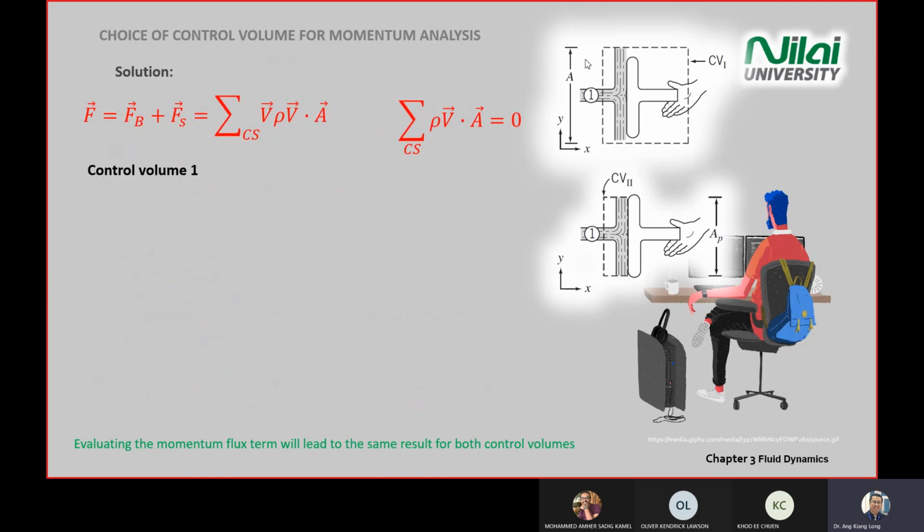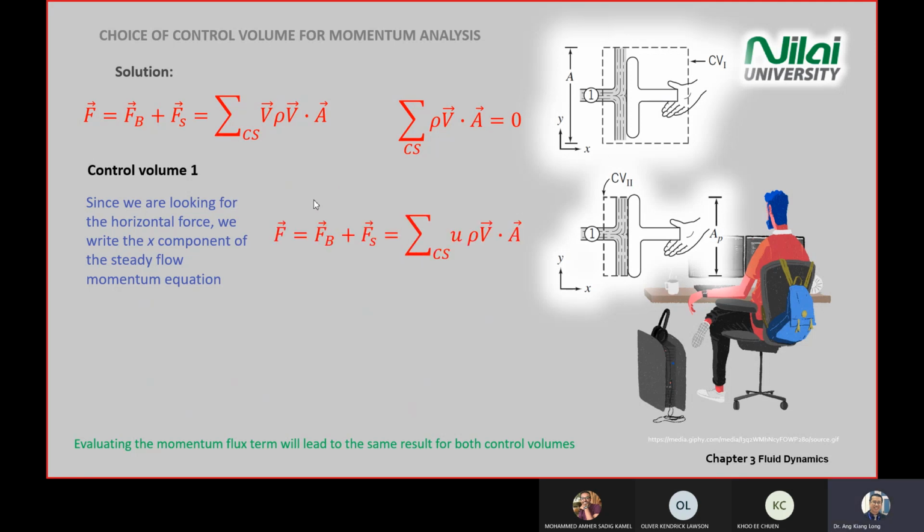You look at control volume 1 here. For control volume 1, we will focus on the x direction. So you change the momentum equation on the top here. Since you're focusing on the x direction, the v vector here you change to u, then the rest you copy.